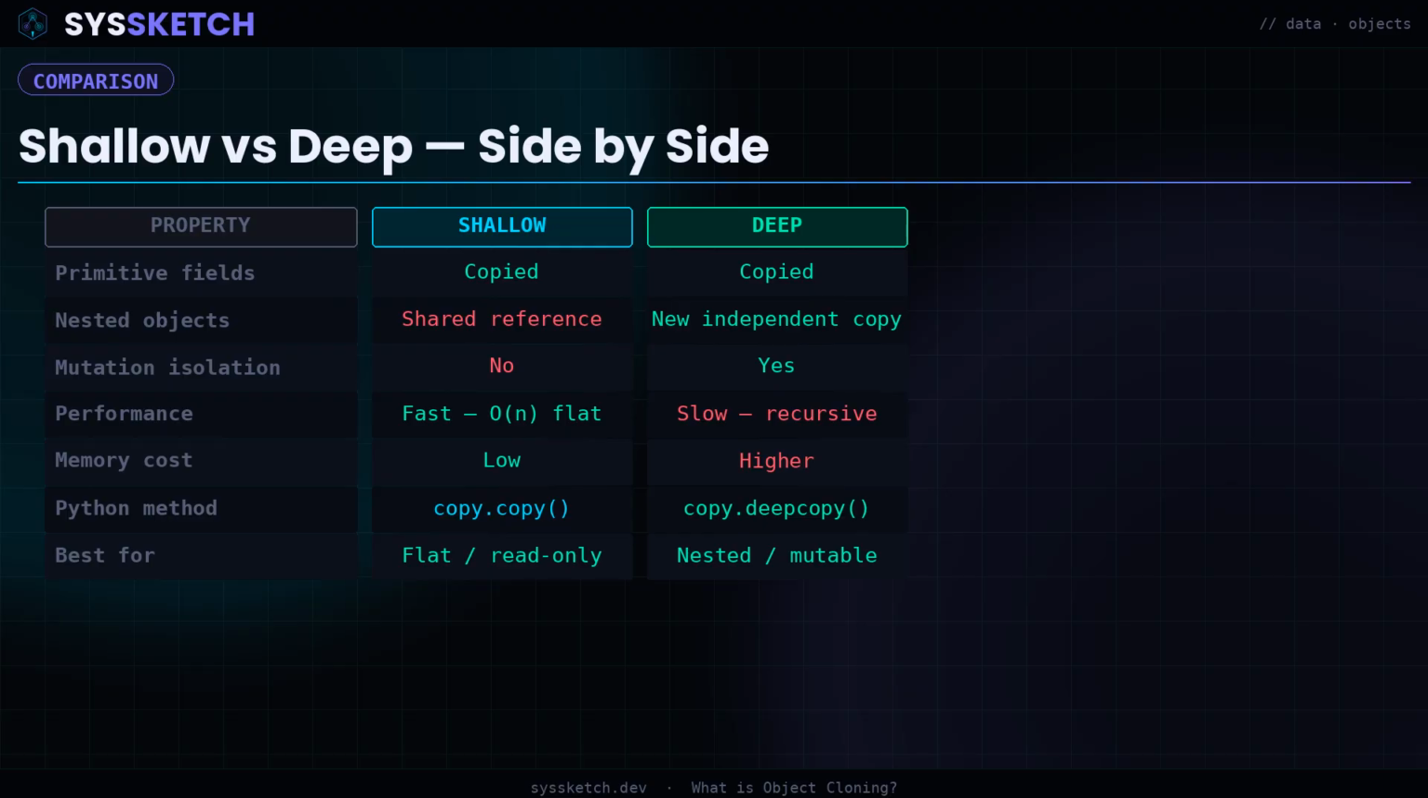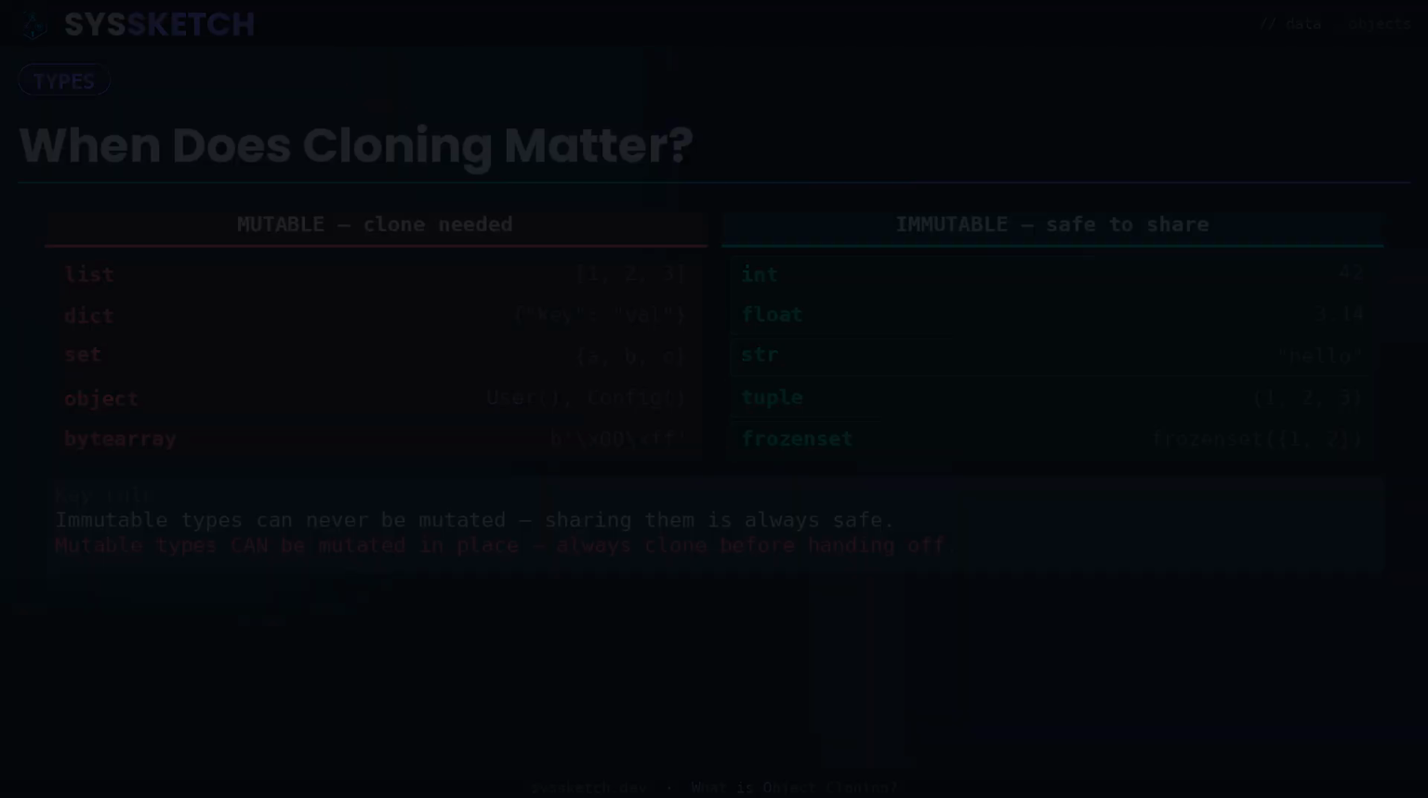Third, does performance matter enough to change the approach? Sometimes you can restructure data to be flat and sidestep the problem entirely. Shallow is fast and low memory but shares nested references. Deep is slower and uses more memory but gives you complete isolation and full mutation safety from any direction.